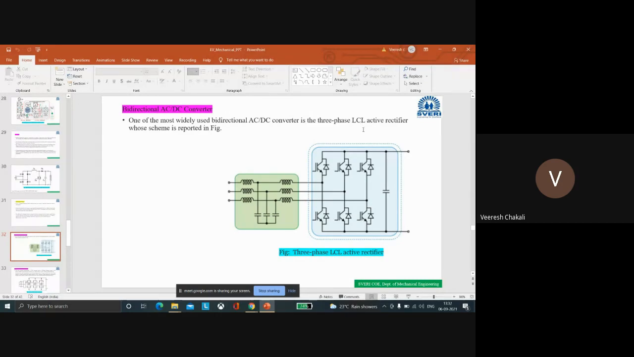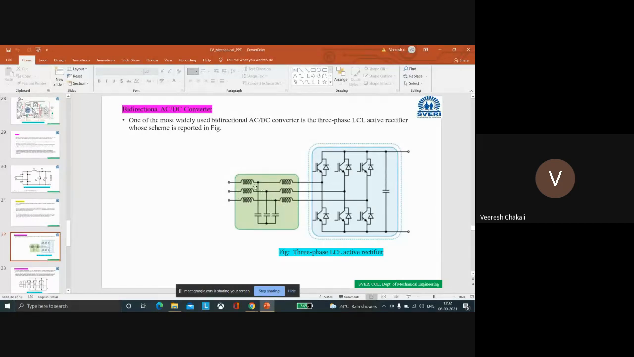Three-phase LCL. L is nothing but inductive, C is nothing but capacitive, and L is inductive. That's why it is named an LCL filter, the LCL active rectifier. This acts as a filter circuit.